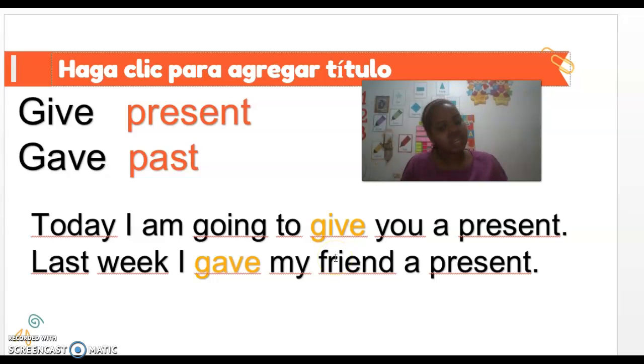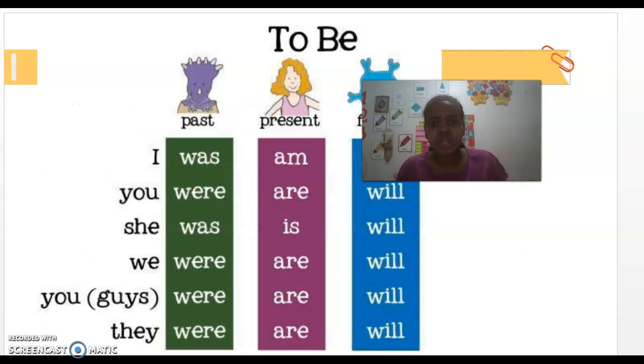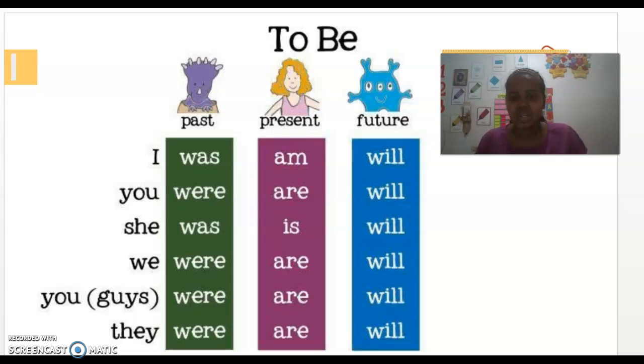Today I'm going to give you a present. If I say today I'm going to give you a present, it's something that is going to happen in the present now. If I said last week I gave my friend a present, that means that it is something that already happened in the past.